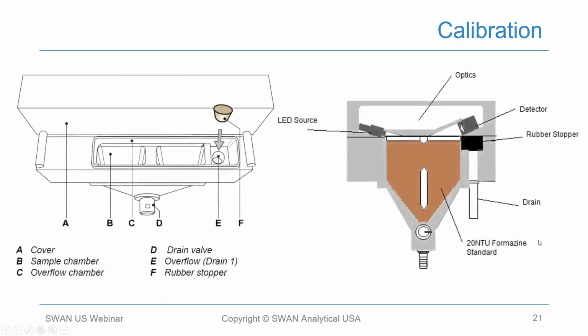Now, you can also do a calibration of the SWAN turbidimeter if necessary, just by placing a rubber stopper in the overflow drain, and filling the body with a 20 NTU formazine standard. It works very similar to the primary verification kit. Honestly, I've done both. The primary verification kit's a little bit simpler, and obviously you'll use a significantly less amount of formazine standard.